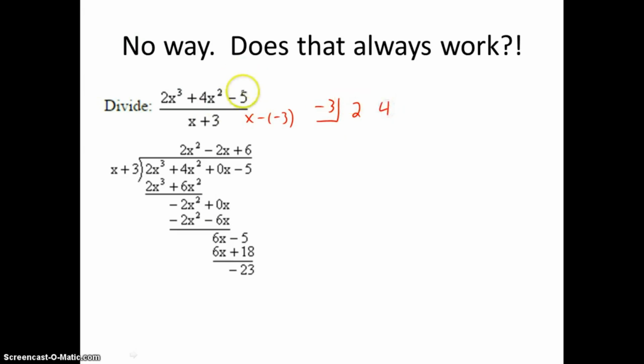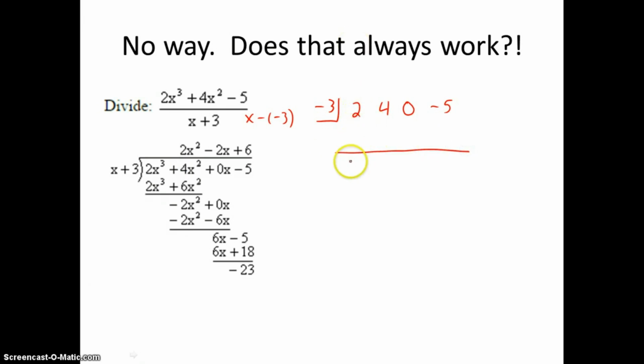And now this is where it's really important to have that 0. I have a 0 here, because I have a missing term there. And then I have a negative 5. The reason the 0 is so important is because when we're multiplying, it's very important that we multiply by negative 3 enough times to get that cube. So we need that extra row. So put in our line here.